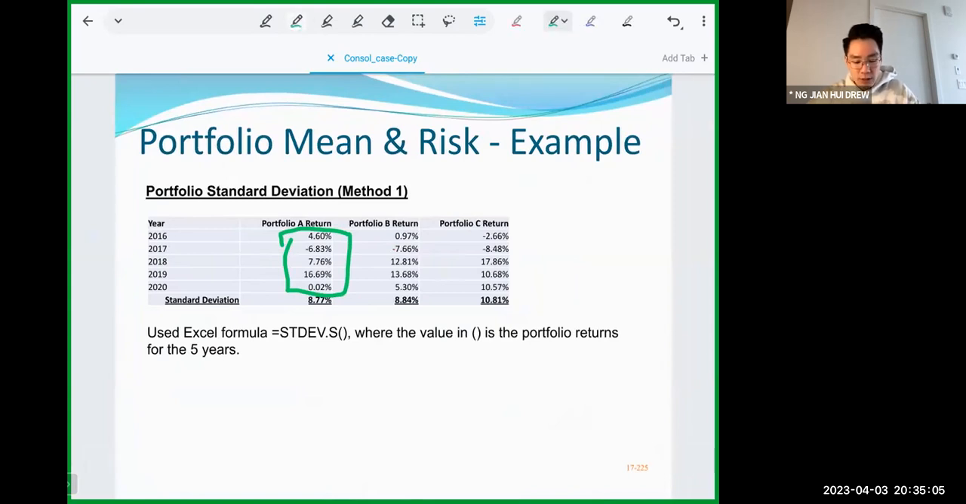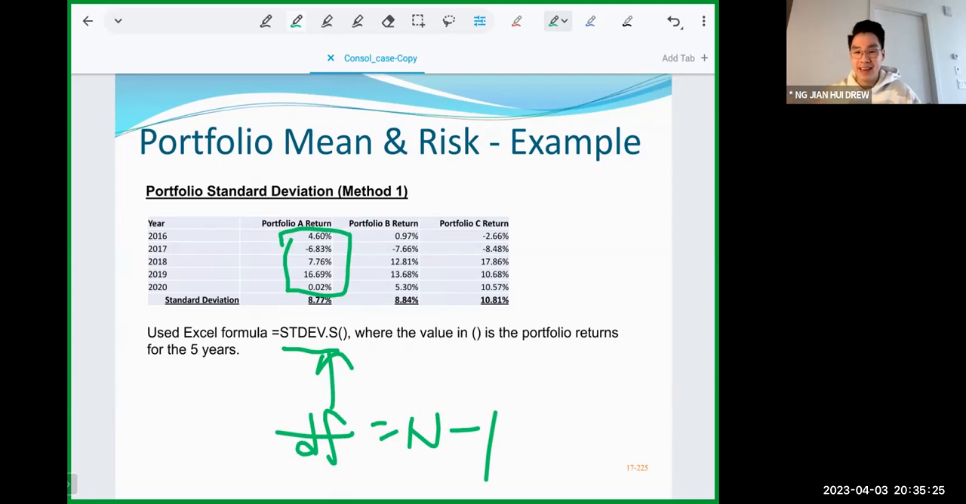We simply use the Excel formula standard deviation dot S. Remember, I say dot S because we need to consider the degrees of freedom of n minus 1. So if you use the one without the dot S, your answer will be wrong, and you will get it wrong in your exams. So please use dot S, because you remove 1 degree of freedom, and you just use dot S and get the standard deviation here.